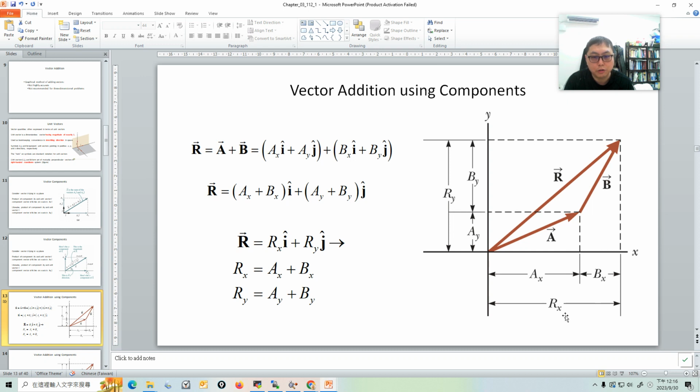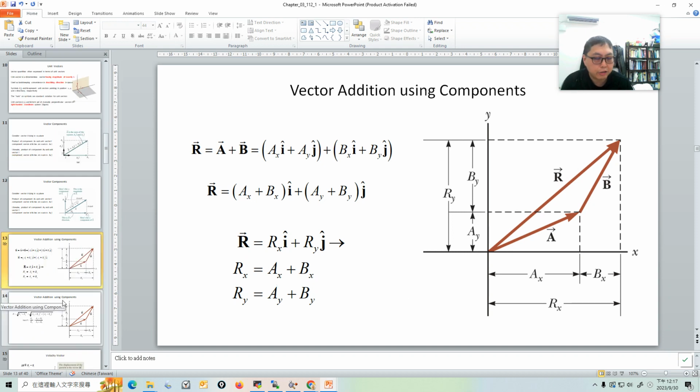You can see this picture. It's a very beautiful picture to show you the components. We just add the components. The component representation is the same as the graphical representation of a vector. Just the x component of A, x component of B, y component of A, y component of B, and the resulting vector. It's really nice.